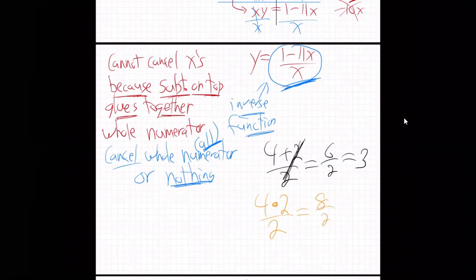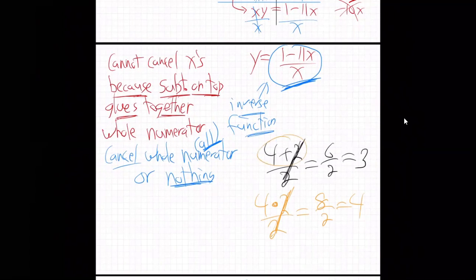4 times 2, 8 over 2. What's 8 divided by 2? It's really 4. So you're saying it's okay? Of course it is. Look at that. If you cancel those out, it's still 4. See how it's true? Times is fine to cancel, but not pluses and minuses. That's just not true, is it?